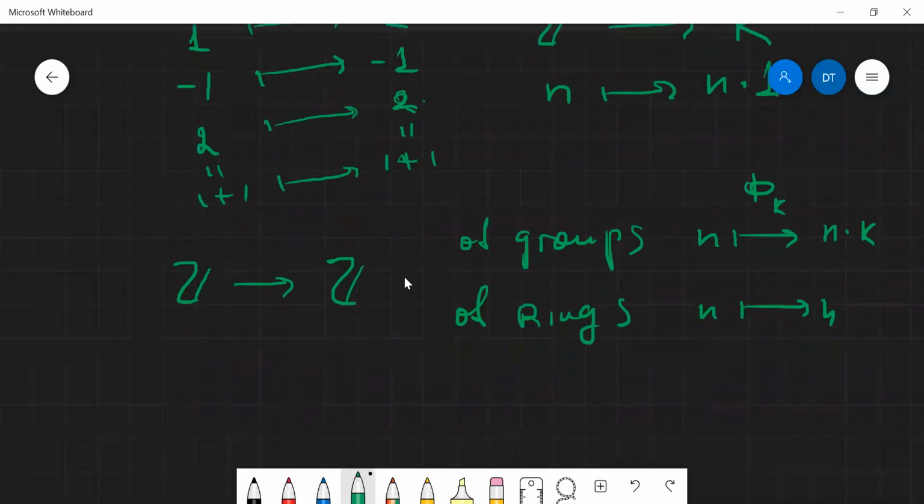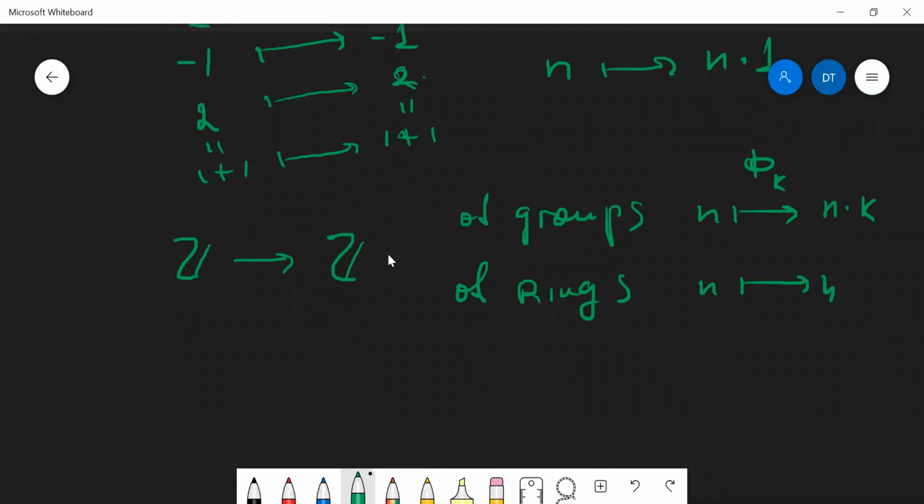So just in case, there are many homomorphisms of groups from Z to Z, but only one homomorphism of rings from Z to Z, because in the second case, we also want the map to preserve the multiplication.